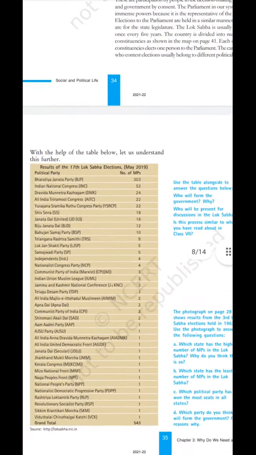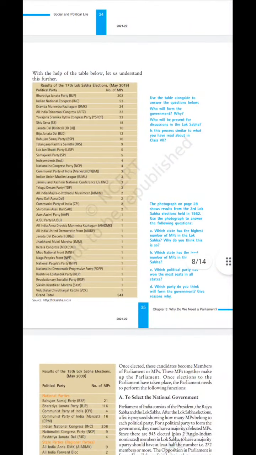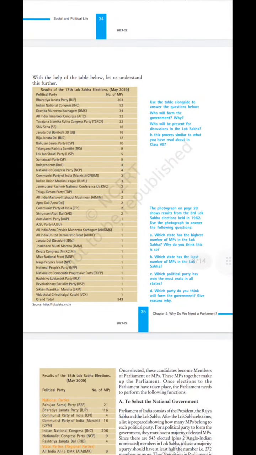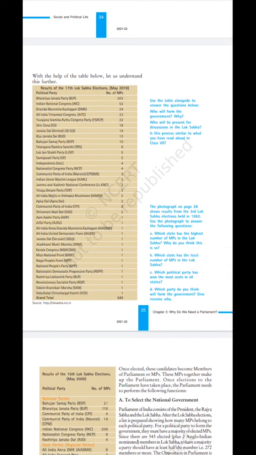With the help of the table below, let us understand this further. Use the table alongside to answer the questions below. Who will form the government? Why? Who will be present for discussion in the Lok Sabha? Is this process similar to what you have read about in class 7?